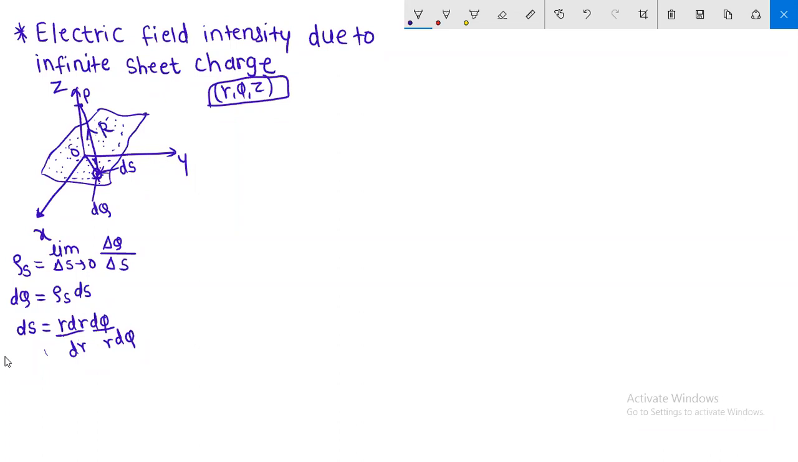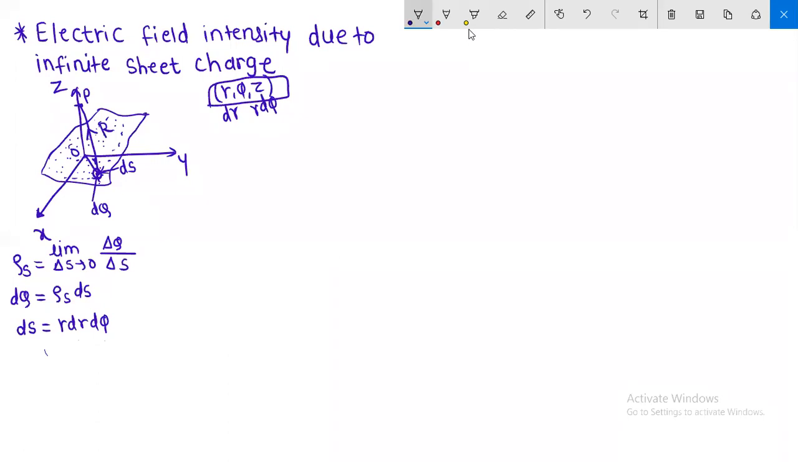For r the differential length is dr, and for phi the differential length is r d phi. Therefore the surface area is r dr d phi, and if we are taking the vector differential surface area, then we have to multiply by the unit vector perpendicular to this plane, that is a bar z. So for this case we get ds also.